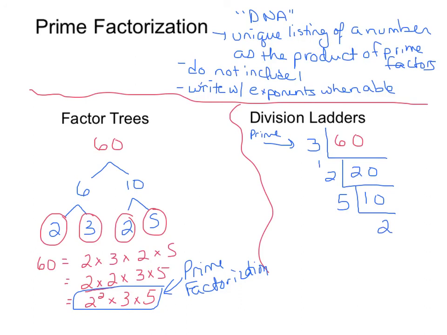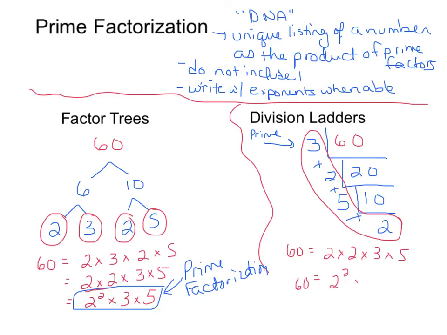So, in a sense, my prime factorization is going to be given by these outside numbers, which I'm going to reorder and say it's going to be 2 times 2 times 3 times 5, or once again, 60 will equal 2 squared times 3 times 5. So these are two different methods to get to the same answer.